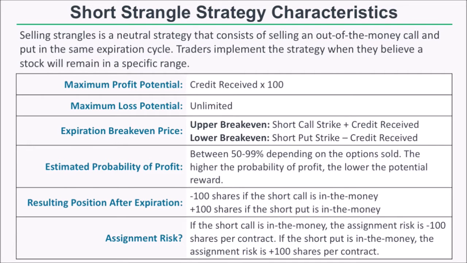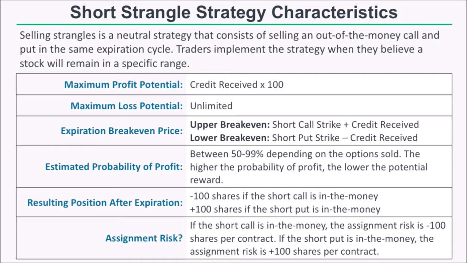Now, after expiration, you can have a resulting stock position if one of your options is in the money. So if your short call expires in the money, then you'll be assigned negative 100 shares of stock per short call contract, which essentially means you'll have a short stock position of 100 shares of stock per call. Now, if your short put is in the money at expiration, you'll be assigned 100 shares of stock per short put, which means you'll basically be buying 100 shares of stock at the short put's strike price if it expires in the money.